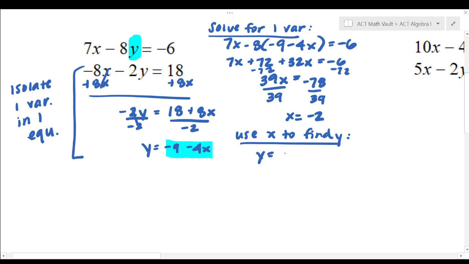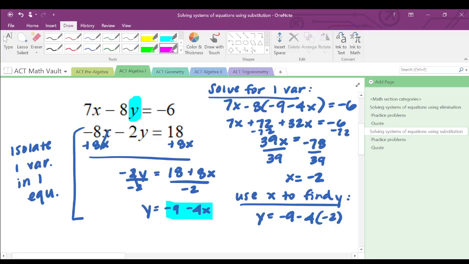Y equals, and this is the manipulated version of the second equation. I'll just get y equals negative 9 minus 4, instead of x, negative 2. Let's do a little color coding there to make sure that pops out. If x is negative 2, there's the negative 2. The y is equal to that. There's that x right there.